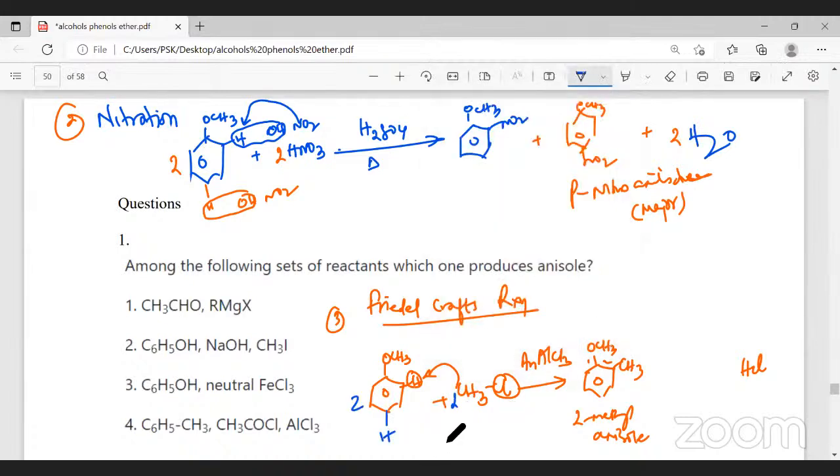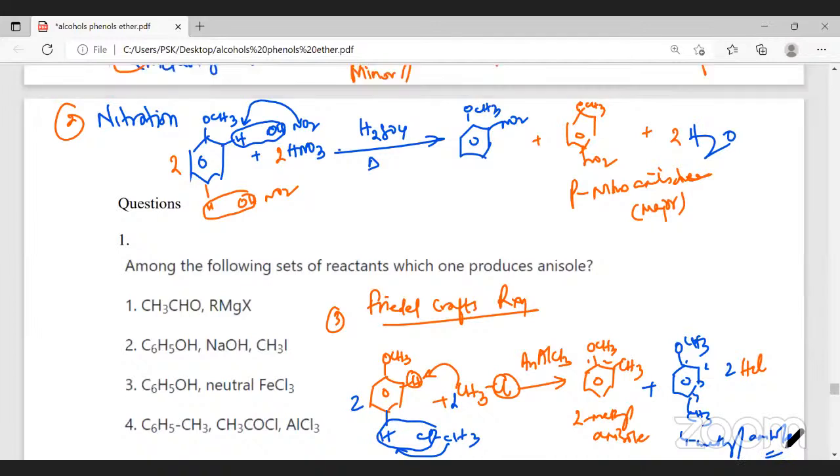Now, if I take the second methyl chloride molecule, what happened? H and Cl get eliminated as HCl. So in place of H, what goes? CH3. Therefore, you have a benzene ring with OCH3 and CH3. This is para-methylanisole, or we can write it as 1, 2, 3, and 4, 4-methylanisole. This 4-methylanisole is the major product.